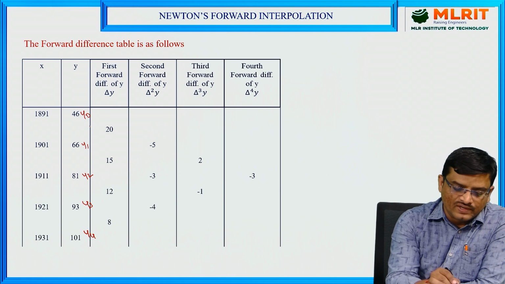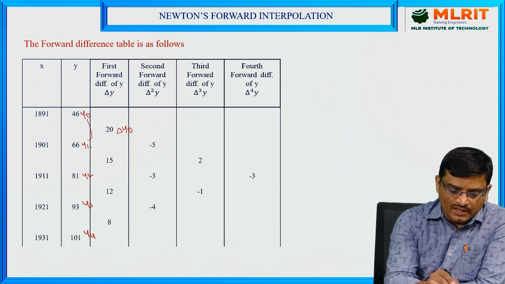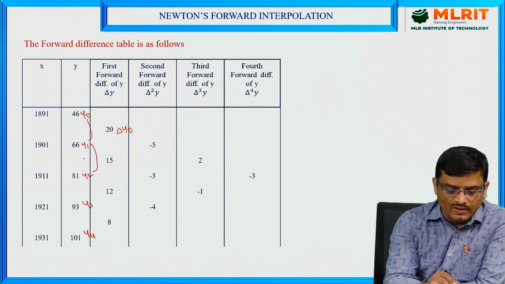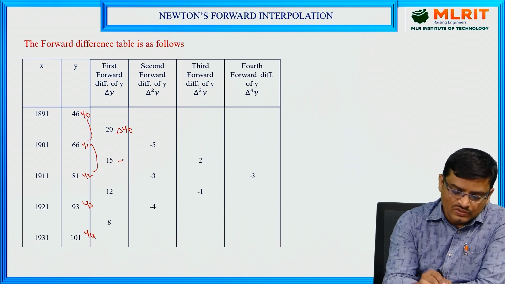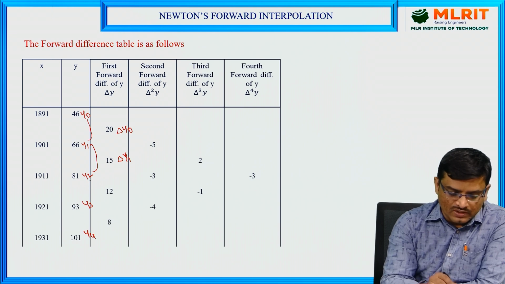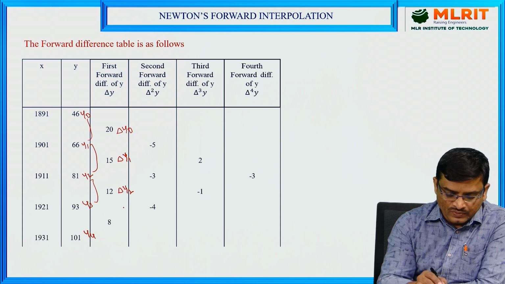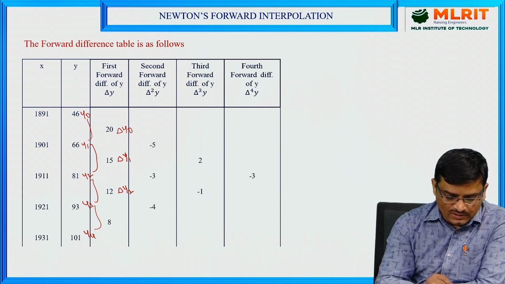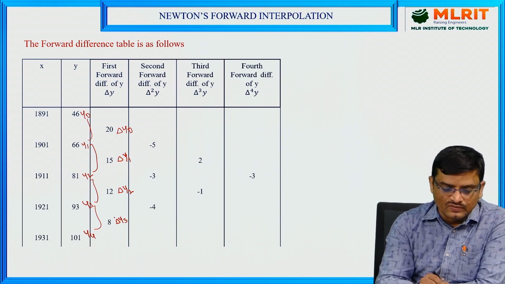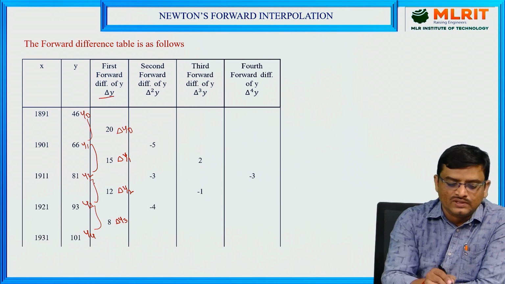You will get the difference of these two values as 20, which is represented as delta y0, and take the difference of y2 and y1, the difference is 15, so you represent that value as delta y1. Take next y2 and y3, the difference is 12, take this one as delta y2. So the next difference is 8, so 101 minus 93, you will get the difference value as 8, represented with delta y3. So these are the values of the first forward differences, which is represented with delta y.